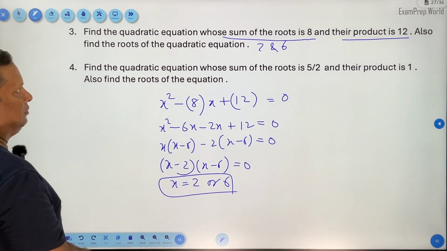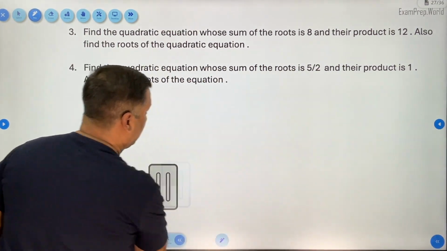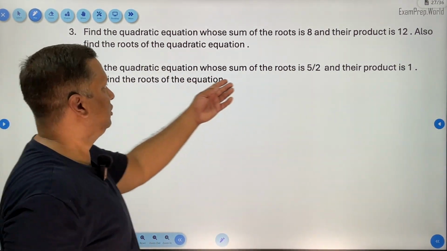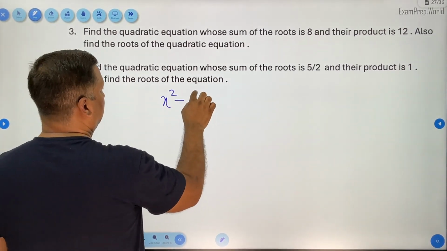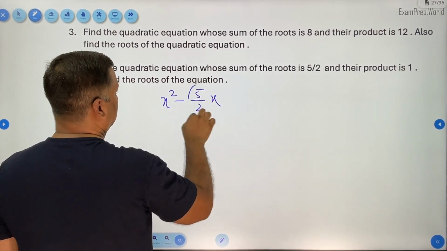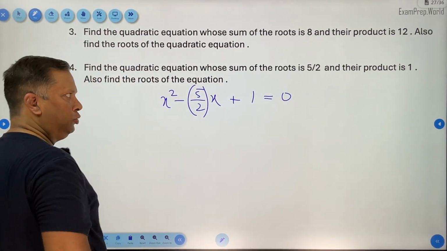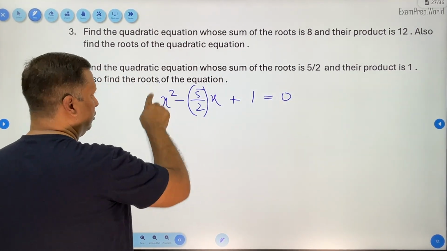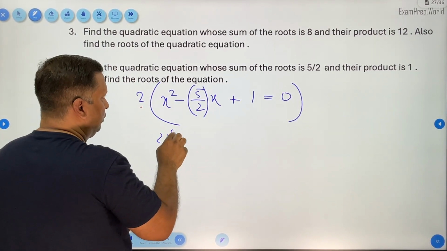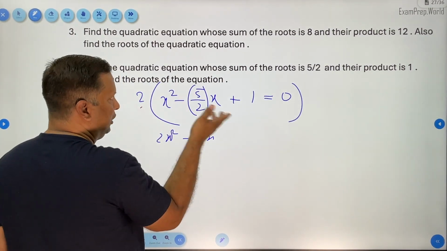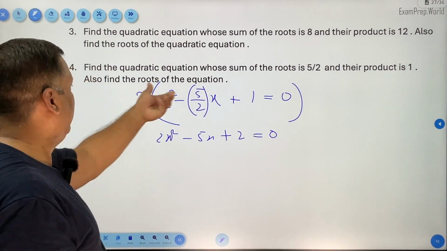So I am erasing this and I will do the next question for you guys. Okay, let's see. Find the quadratic equation, sum of the roots is 5 by 2 and product is 1. So directly let's go ahead and write x square minus sum of the roots x plus product of the roots equal to 0. Can I get rid of this 2? Easy. Multiply the whole equation by 2. So 2 times x square is 2x square minus 5x, 2 and 2 will get cancelled, plus 2 equal to 0.